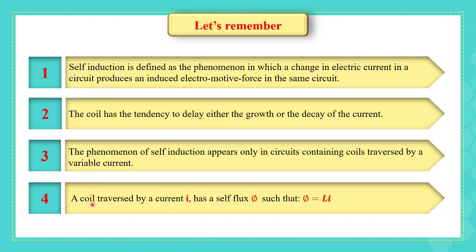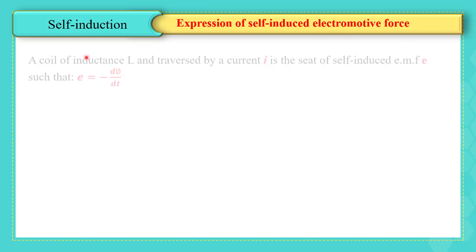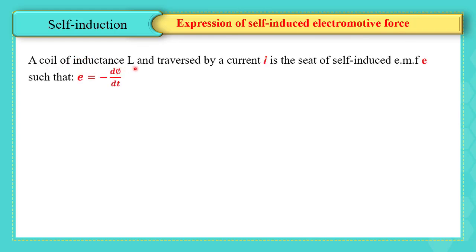A coil traversed by a current i has a self-flux phi such that phi, or flux, equals Li. In order to obtain the expression of self-induced electromotive force, let's use Faraday's law. A coil of inductance L and traversed by a current i is the seat of self-induced EMF e, such that e equals minus d flux over dt.